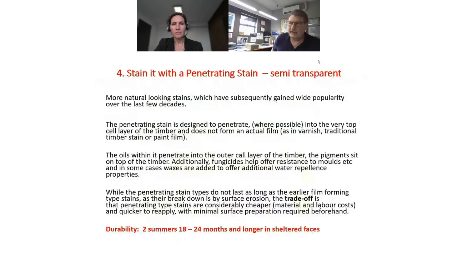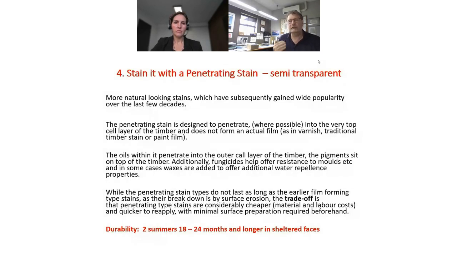Now you could stain it with a penetrating stain, and these are your more natural looking stains, and they're very, very popular. Now the penetrating stain is designed to penetrate as much as the cell structure can, and again to get into the outer layer of the timber cells on the surface. And again, they require regular maintenance, especially on the weathered side, probably every couple of years.